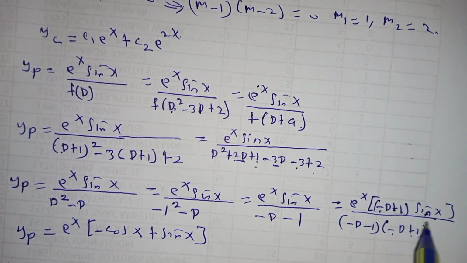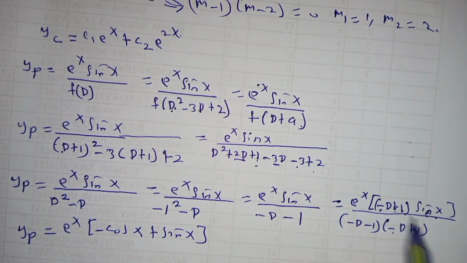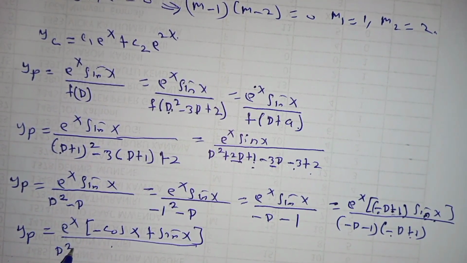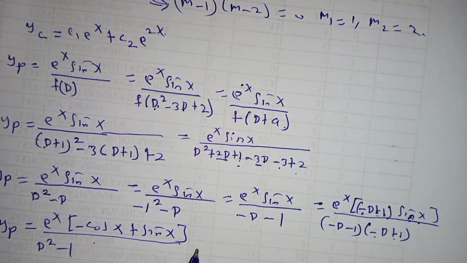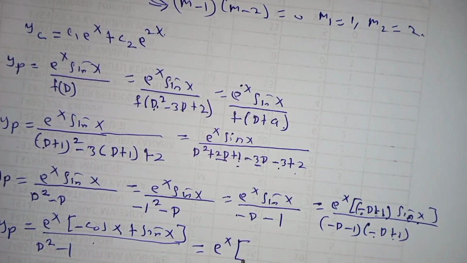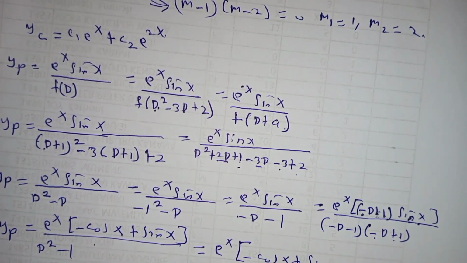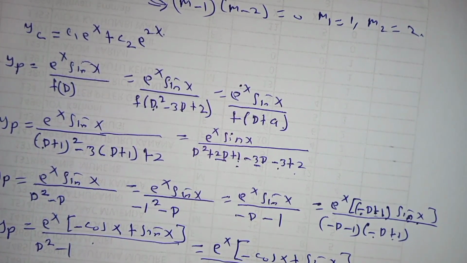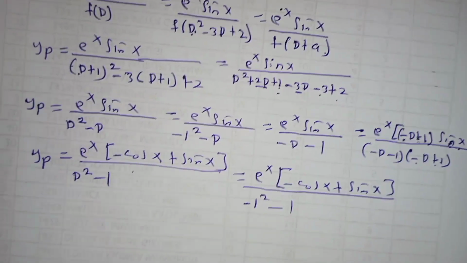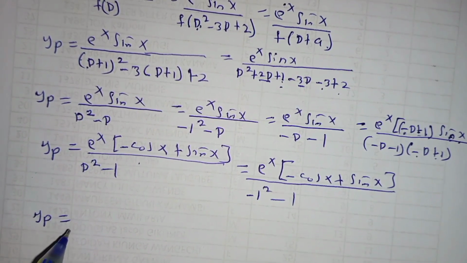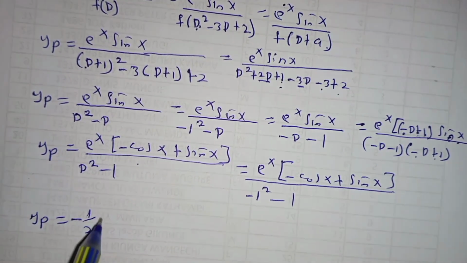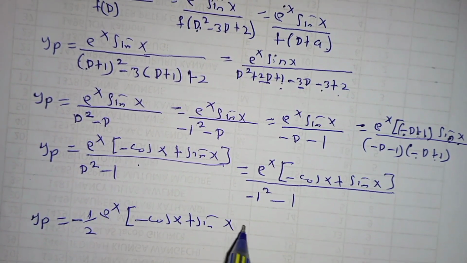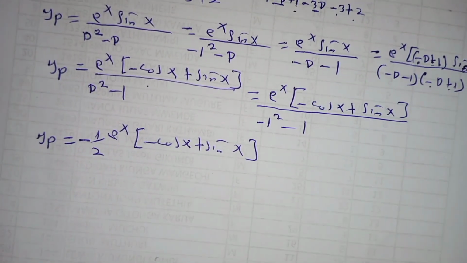Here d means we differentiate, so I have differentiated the sine of x with respect to x to get cos x here. So then the denominator will be d squared minus 1, which is equal to exponential x minus cos of x plus sine of x. We divide by 1 squared minus that. So our yp is equal to minus 1 over 2 exponential x into bracket minus cos of x plus sine of x.